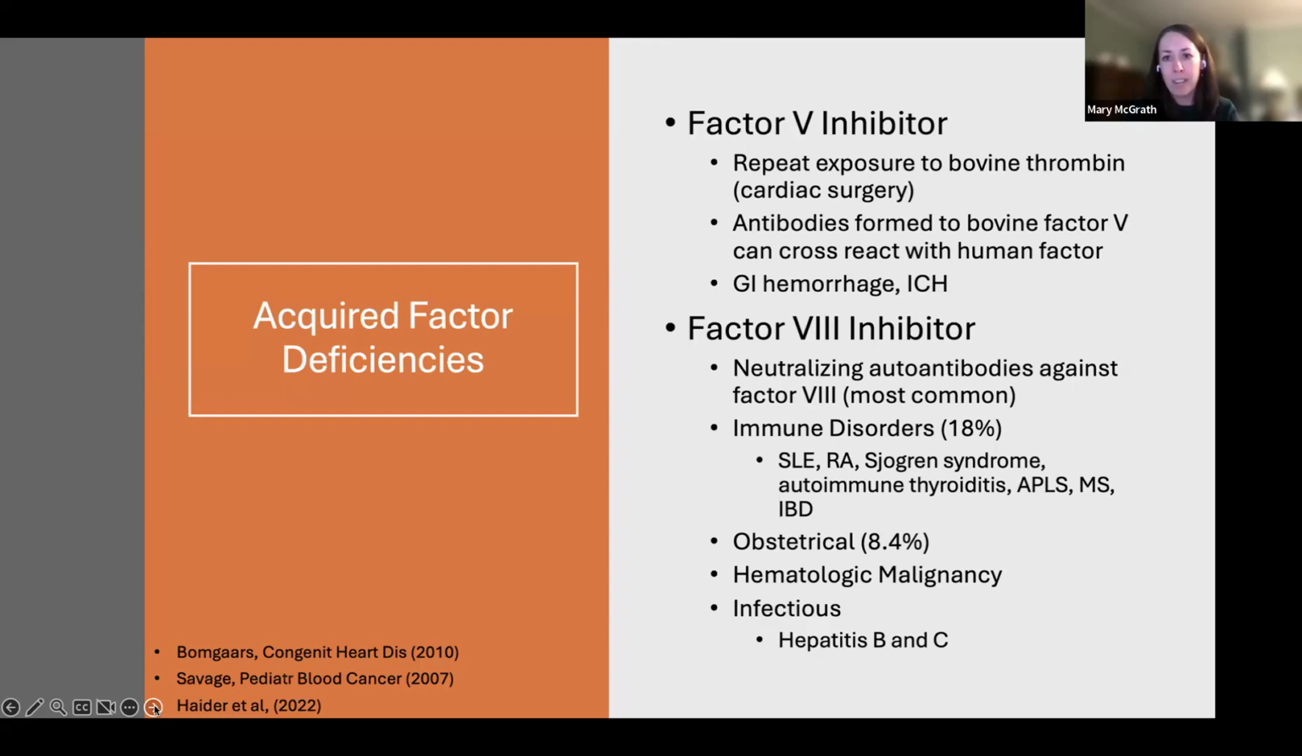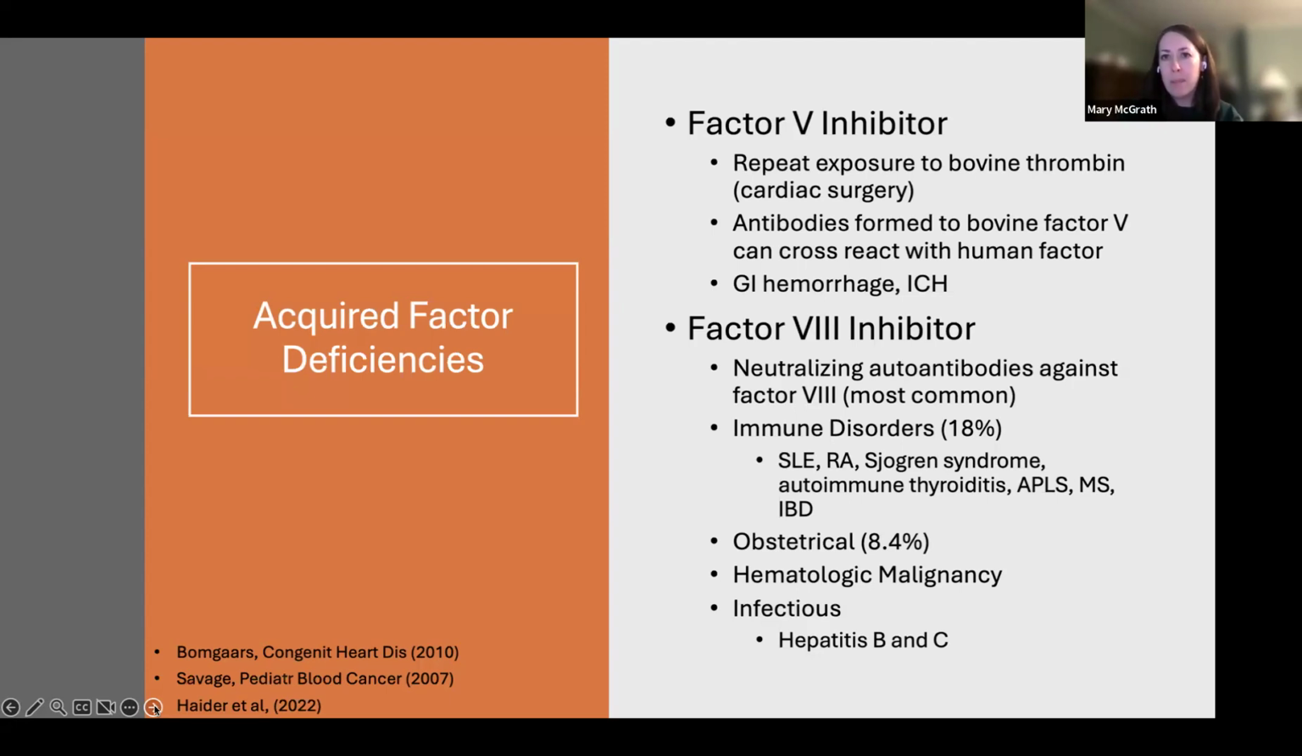So for acquired factor V inhibitors, these can develop, as I mentioned earlier, following use of bovine thrombin, which previously was commonly used for hemostasis in cardiac surgery, sometimes in neurosurgery and otolaryngology procedures as well. I don't think it's being used as frequently now. I think I've only seen one case of this, and it was about 6 years ago. So I think a lot of the cardiac surgeons have moved away somewhat from using bovine thrombin.